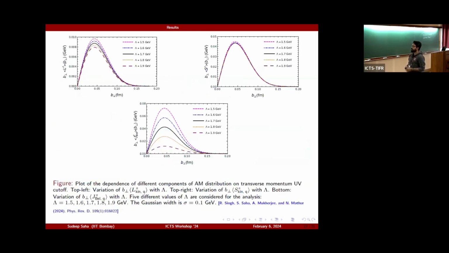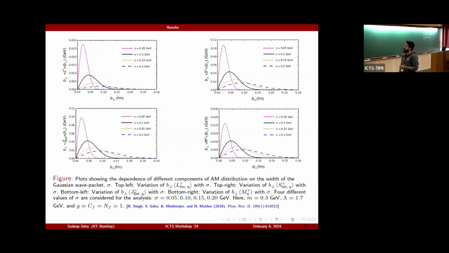So since we are using only the quark part of the energy momentum tensor, the quantities we are calculating are scale dependent, and in our case the scale dependence comes from the transverse momentum UV cutoff. These are the plots as we change lambda, and we can see that the Belinfante total angular momentum distribution shows significant variation as we change the scale. And these are the plots showing the dependence on the width of the Gaussian wave packet, and we can see that as we increase the width of the Gaussian, the peak of the distribution shifts towards higher values of the impact parameter.